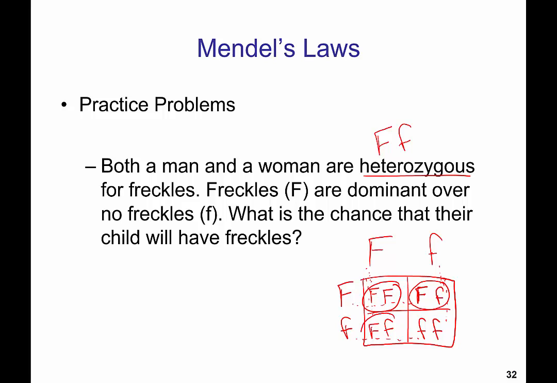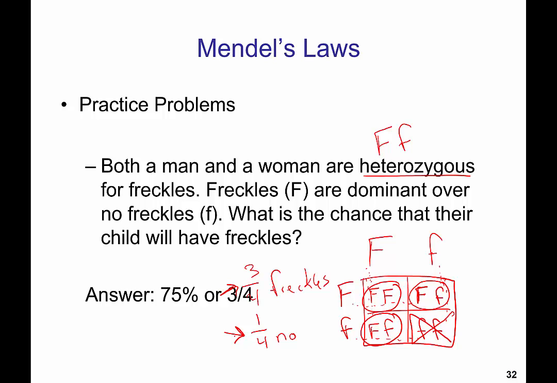And same here. So we have 3 out of 4 that have freckles. This one here, we have 1 out of 4 that don't have freckles. We want these two to add up to 1. So 3 out of 4 plus 1 out of 4 will equal 4 out of 4, or 1. Let's check. All right, 75%, or 3 out of 4. We got that one right.